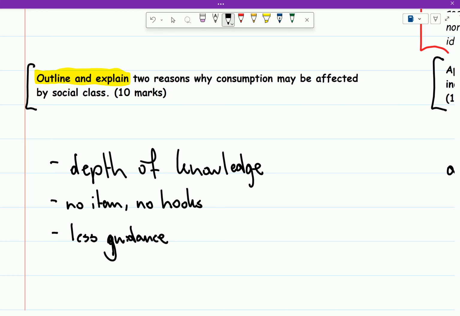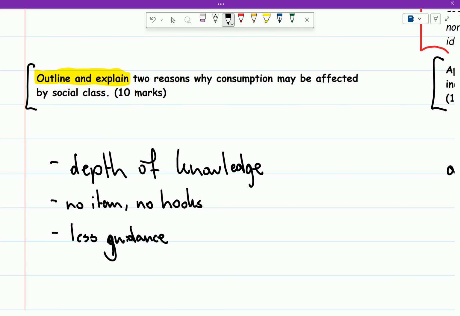So if there's less guidance, it can make these 10 markers feel a bit more challenging, less support, more daunting when you go in there and all you see is a question with no item there for you to read. So that's an important thing to consider as well, that this question can sometimes cause students more trouble because they don't know where to start. Hence why we're making these videos to help with your skills in order to answer the questions.